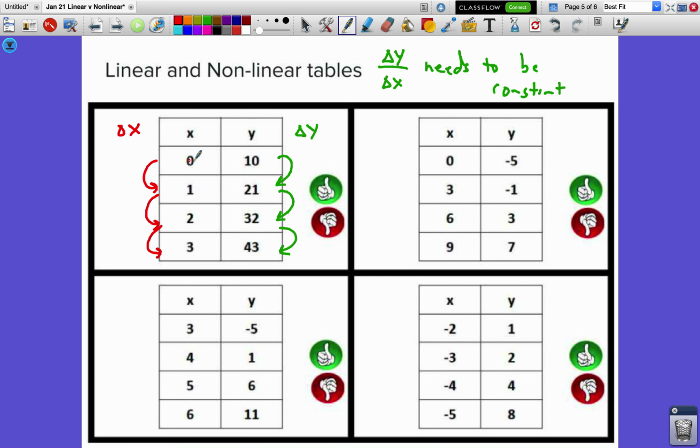All right, so let's write down all of these. To go from 0 to 1, well, I just add 1. 1 to 2, I add 1. 2 to 3, I just keep adding 1. So that's consistent. Let's check on this side.